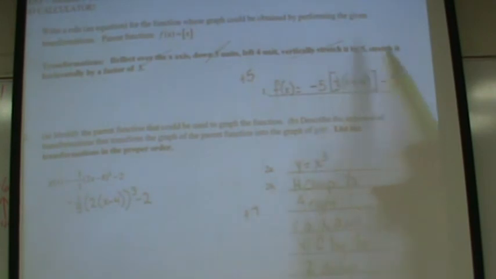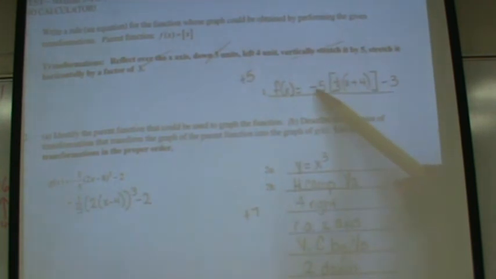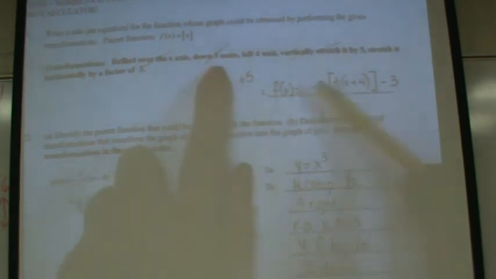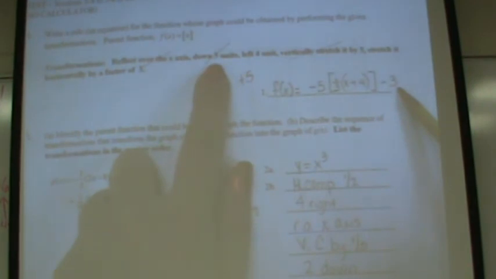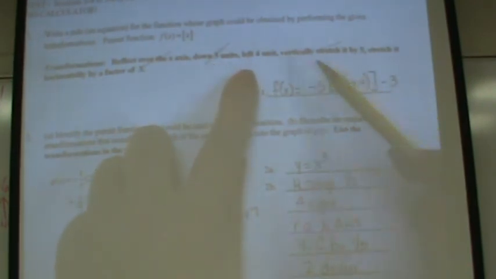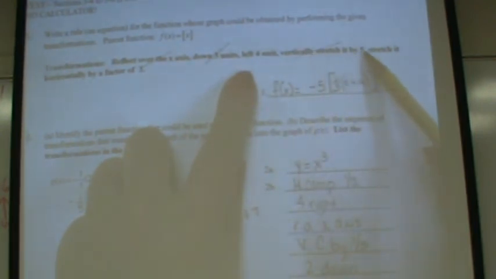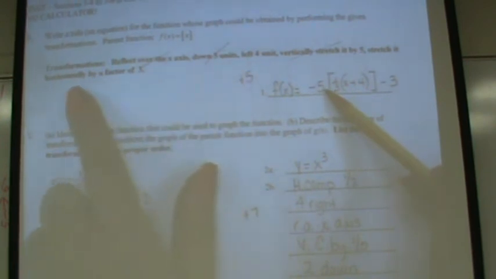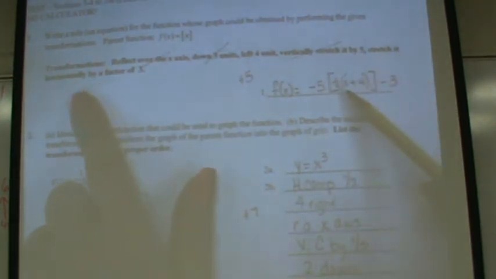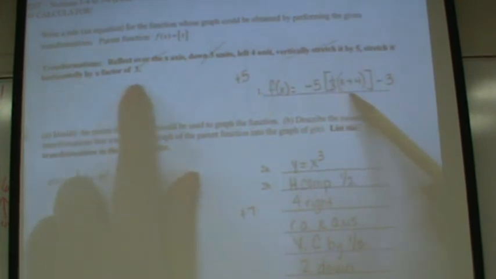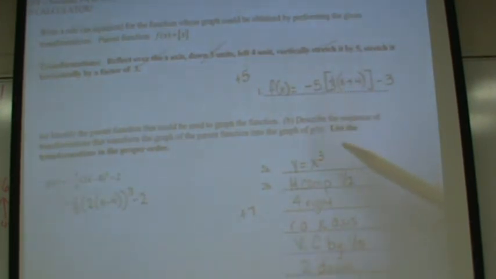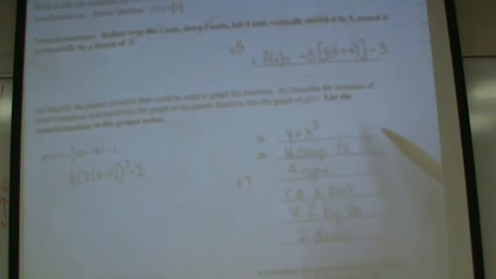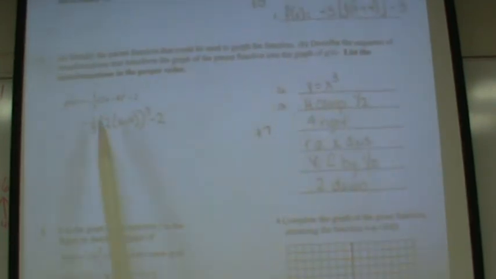So in this one, it's asking you to reflect something over the x-axis. You have a negative in front. Up or down is this outside number here. Left or right, you do the opposite, that's inside of the grouping symbol. Vertically stretching it, that goes outside. Stretching it horizontally, you flip it, and it's 1/3, that goes inside, I'm sorry. Horizontal's inside, vertical's outside.